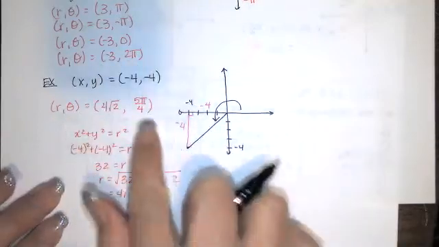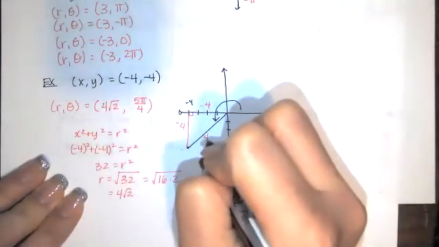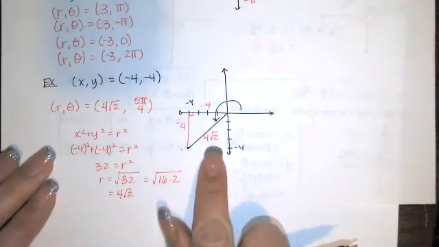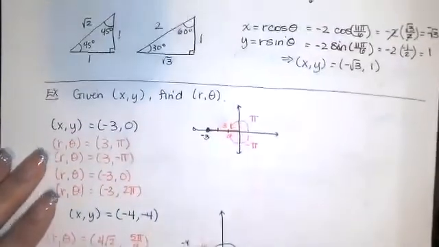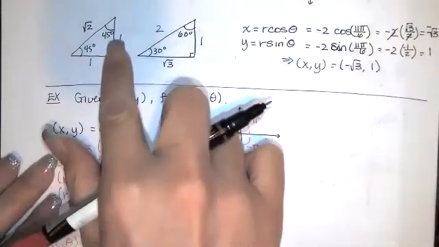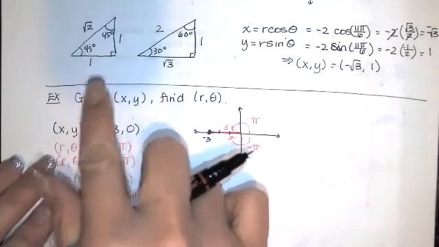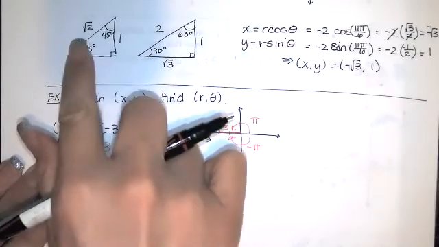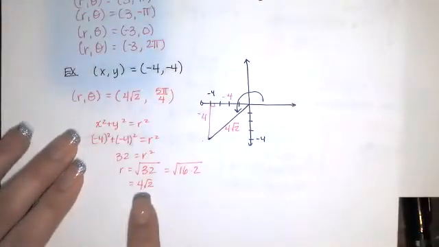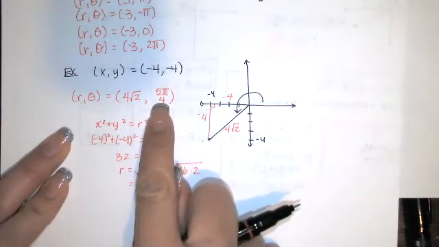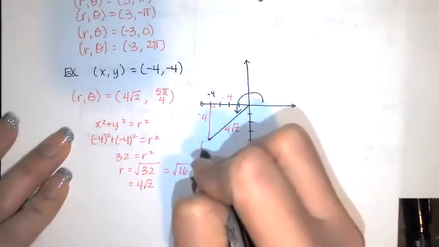Now that was taking an algebraic approach to getting that hypotenuse. If you don't want to use the algebraic approach, you could just remember this triangle. If this is 1 and this is 1, I get square root of 2 for the hypotenuse. So if this is 4 and this is 4, I should get 4 root 2 for the hypotenuse. And that's exactly what I got down here algebraically. So we can represent that point that way.